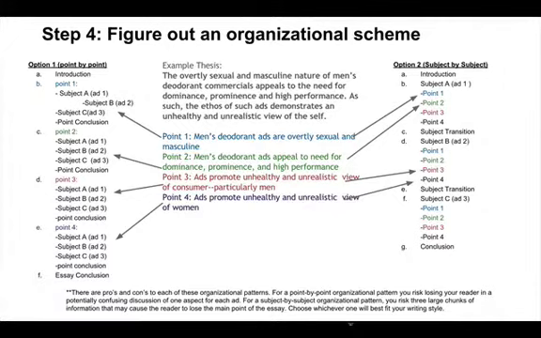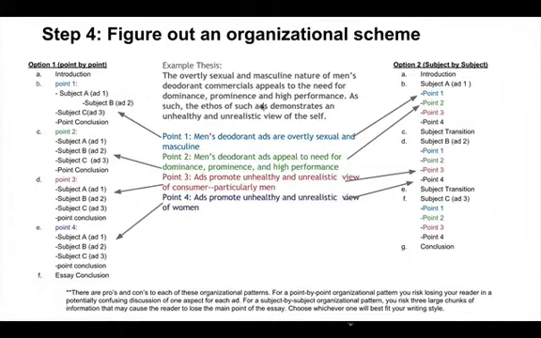And there's two really big ones for an essay of this type. One is the point by point, option one over here on the left, and your essay is organized by your points rather than your ads. So if you look at my example thesis here that says the overtly sexual and masculine nature of men's deodorant commercials appeals to the need for dominance, prominence, and high performance. As such, the ethos of such ads demonstrates an unhealthy and unrealistic view of the self.